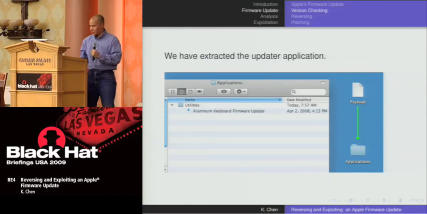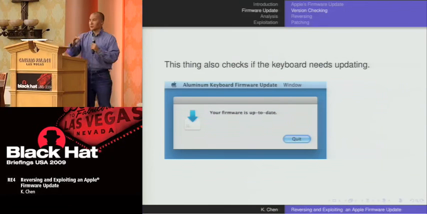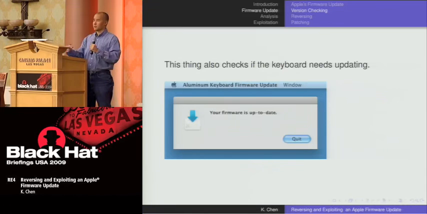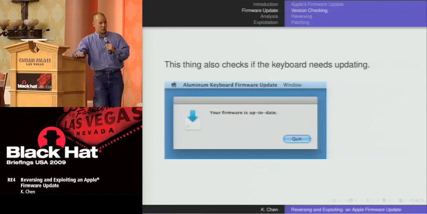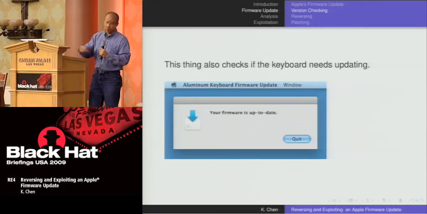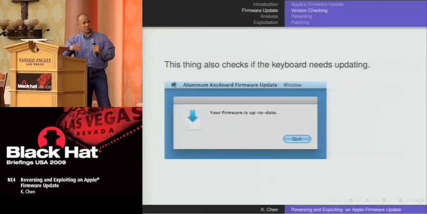Okay, so now if I click on that Aluminum Firmware Update utility, this thing also checks whether or not the firmware needs updating, because you don't want to do unnecessary firmware updates. Flash memory has limited lifetime. You can't just constantly write to it. It will get worn down. So it checks if the keyboard needs updating, and if your keyboard is already updated, it puts up this dialog box, your firmware is up to date, and there's no other option. You've got to quit.